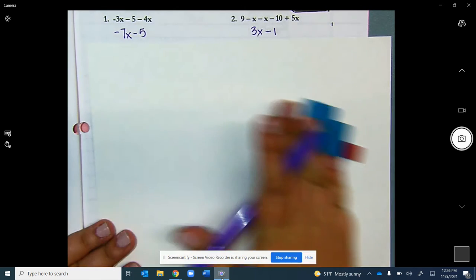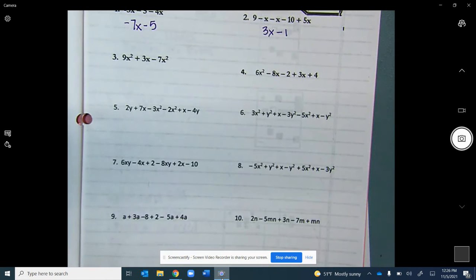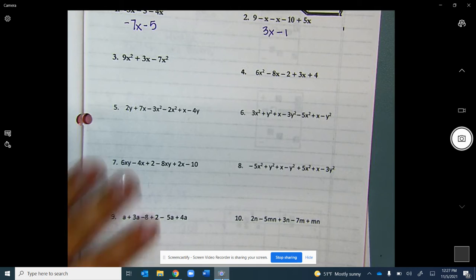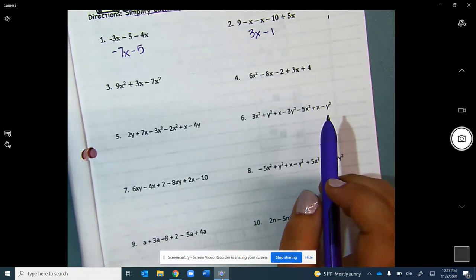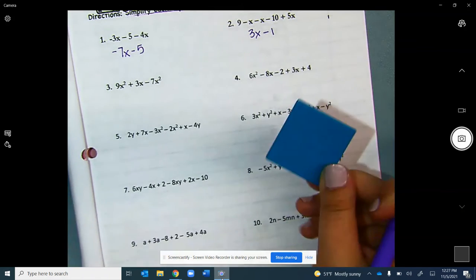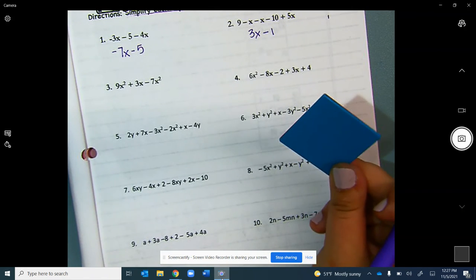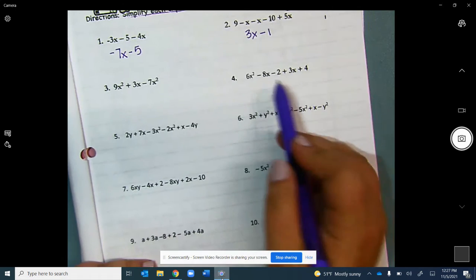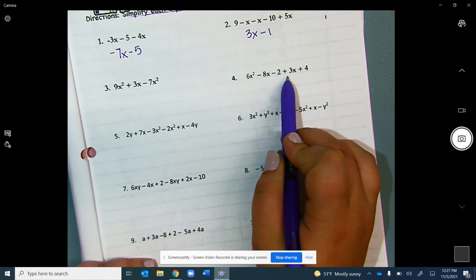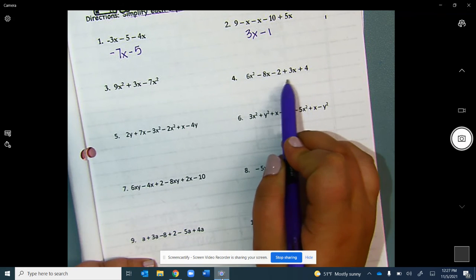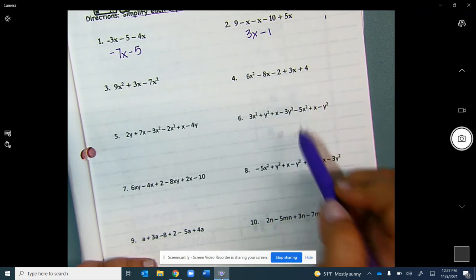Okay, so let's try one without using tiles. All right, let's look at one that's a little bit more complicated. Let's look at number 4. Okay, so thinking back to our tiles though, I have 6x squared, which means that I would have 6 of these positive. Okay, then I have negative 8x minus 2 plus 3x plus 4.